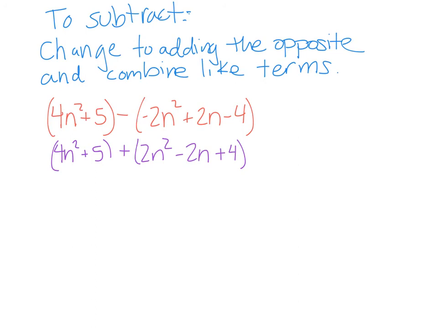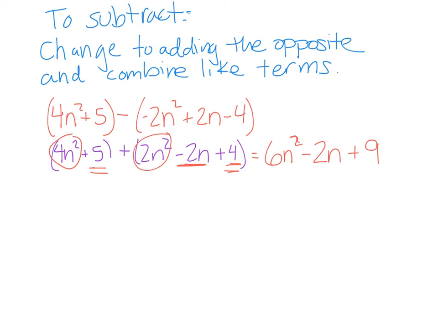And then it's just a matter of combining like terms. So I'm going to circle like terms and then add them together. 4n squared plus 2n squared is 6n squared. Then comes negative 2n, and nothing else pairs up with that, so we have minus 2n. And the last one, 5 and 4, would be plus 9. One more quick example of this kind.